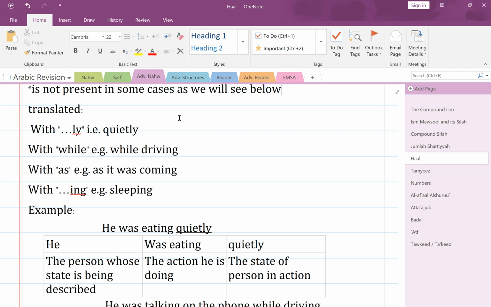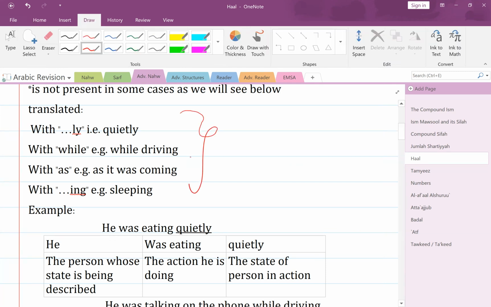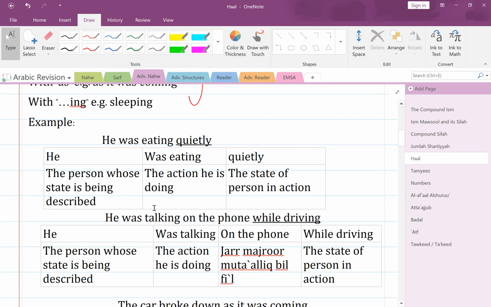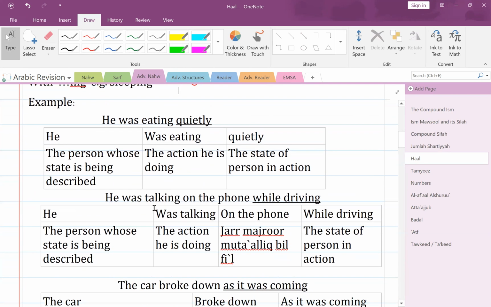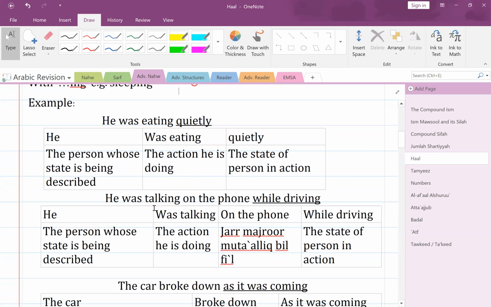So we use any one of these in our translation, depending on how we want to translate, or which one has the best meaning. Okay, so let's look at some examples of hal in English before we go into hal in Arabic. So for example, he was eating quietly. Now we said hal comes after a complete sentence. He was eating is a complete sentence. If I just put a full stop there, he was eating, it's a complete sentence. Yeah, it makes sense. But if I add quietly, I'm describing how he, the sahibul hal, was doing the action, eating.